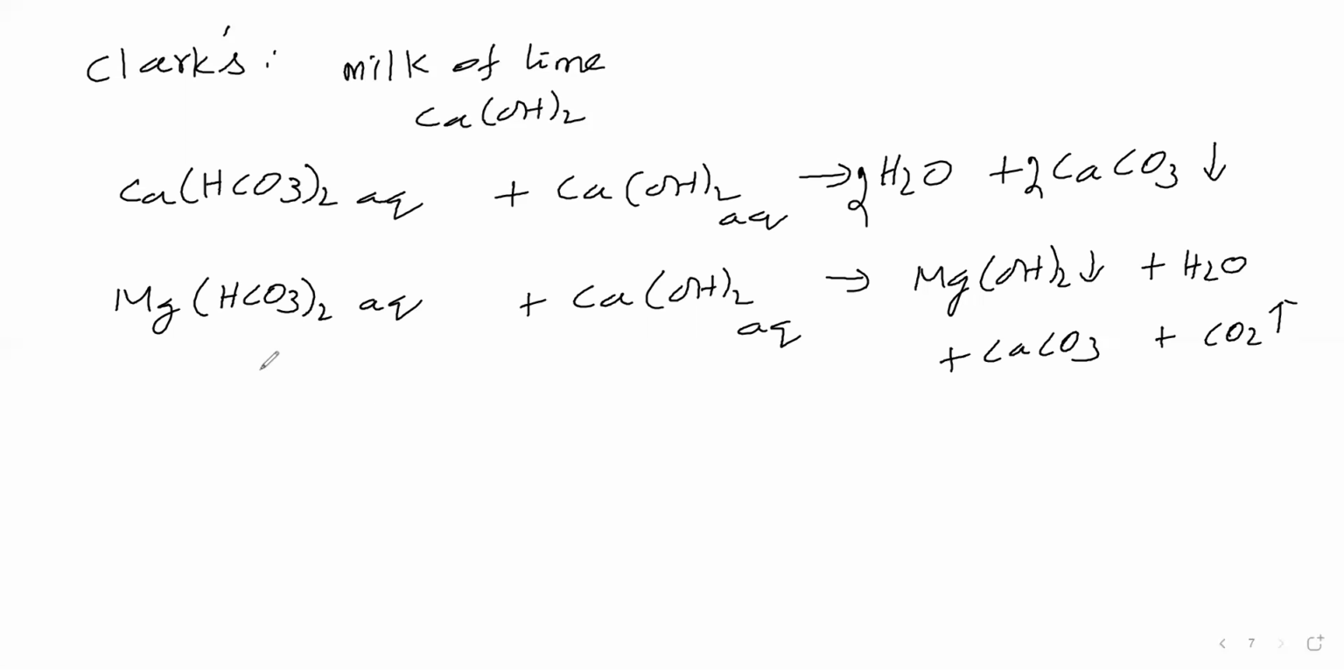So magnesium bicarbonate with milk of lime gives a magnesium hydroxide precipitate and a calcium carbonate precipitate. We remove these by filtration. The calcium bicarbonate and magnesium bicarbonate are converted into precipitates that we remove by filtration. The filtered water no longer contains these, so we can say it is soft water. This is called Clark's method. Let us stop.